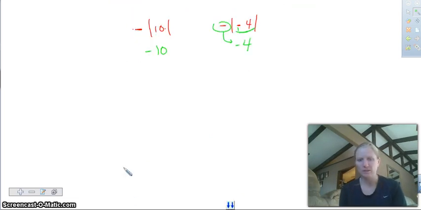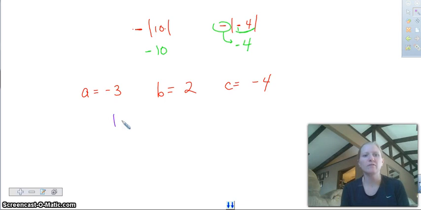Alright, now here's what else they do. And we've done some like this before, the very beginning of the year. They might tell you A equals -3, B equals 2, and C equals negative 4. And then they're going to say they want the absolute value of A. Okay, the absolute value of A. So what you have to do is replace A with negative 3, right? A equals negative 3. So the absolute value of negative 3 equals 3. So you have to substitute and replace.